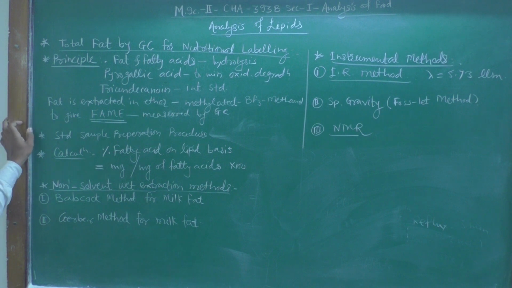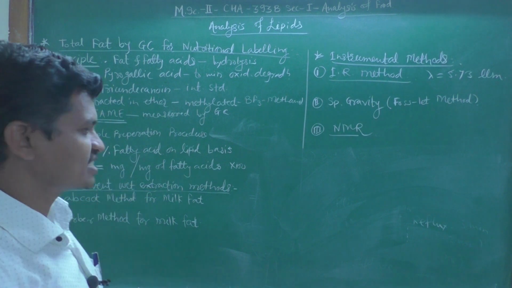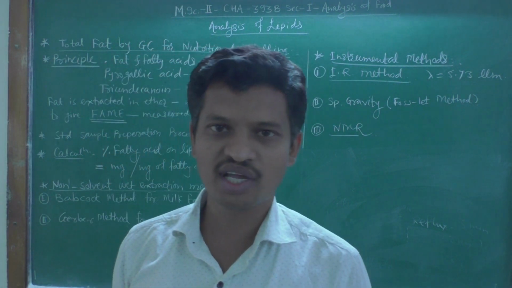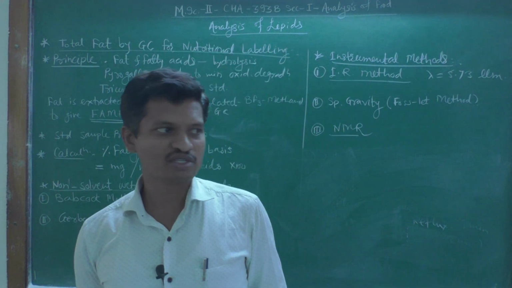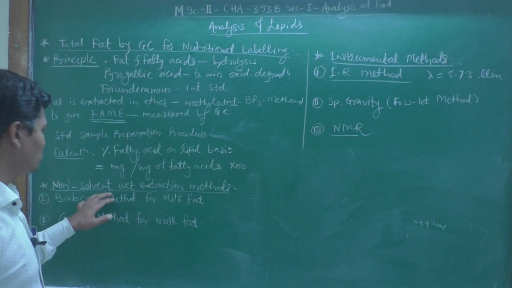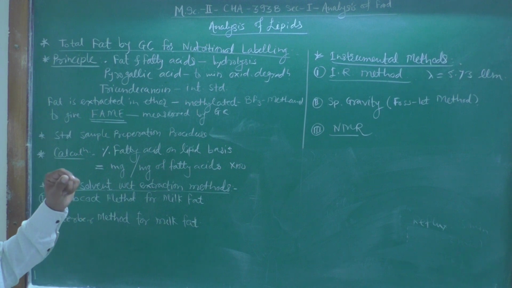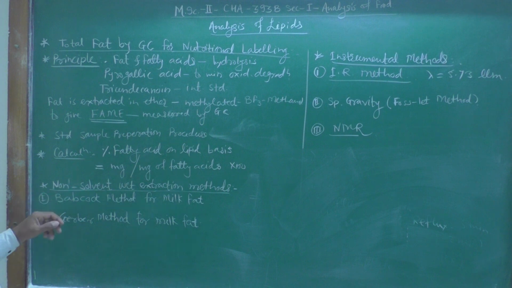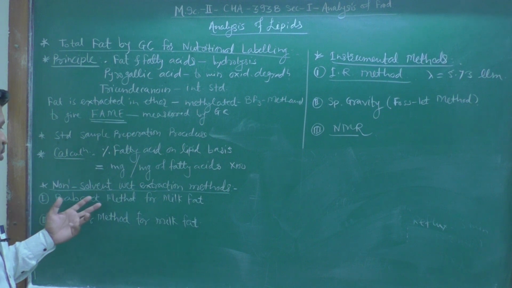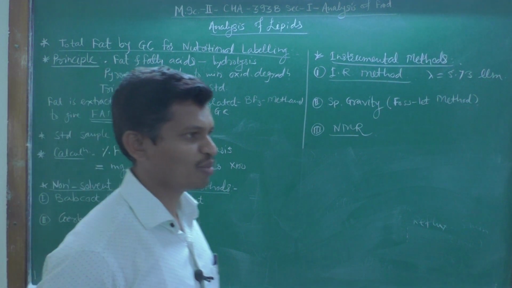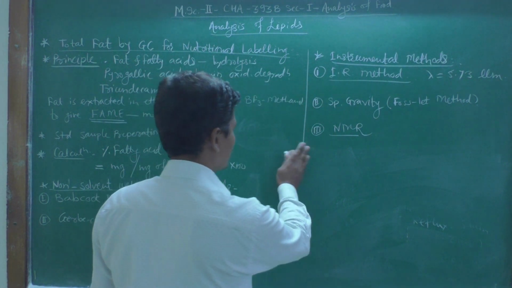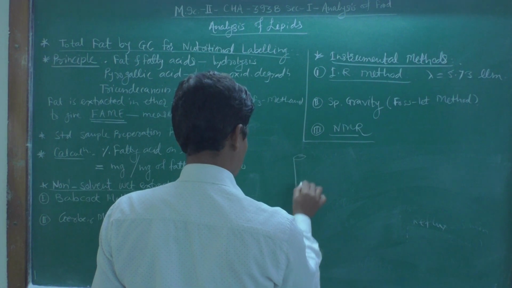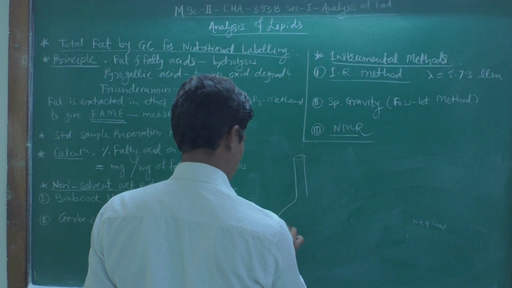Now our next point is non-solvent wet extraction methods. Here we are doing extraction, but we are not using any solvent. So these are non-solvent wet extraction methods for the extraction of fats from the food sample. The first one is the Babcock method for milk fat. What is the Babcock apparatus? It is just like this.